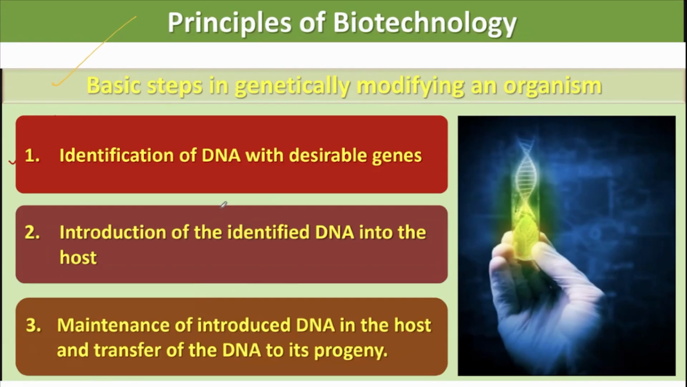And third, in order to maintain the gene of interest in this host, the third basic step is maintenance of the gene of interest. First is to identify the gene. Second is to introduce the gene into a suitable host. And third is to maintain that gene in the host, right? So these are the three basic steps, and we have already understood the difference between traditional biotechnology and this recombinant DNA technology. In traditional biotechnology, undesired products are produced, but in this, it is not the case.